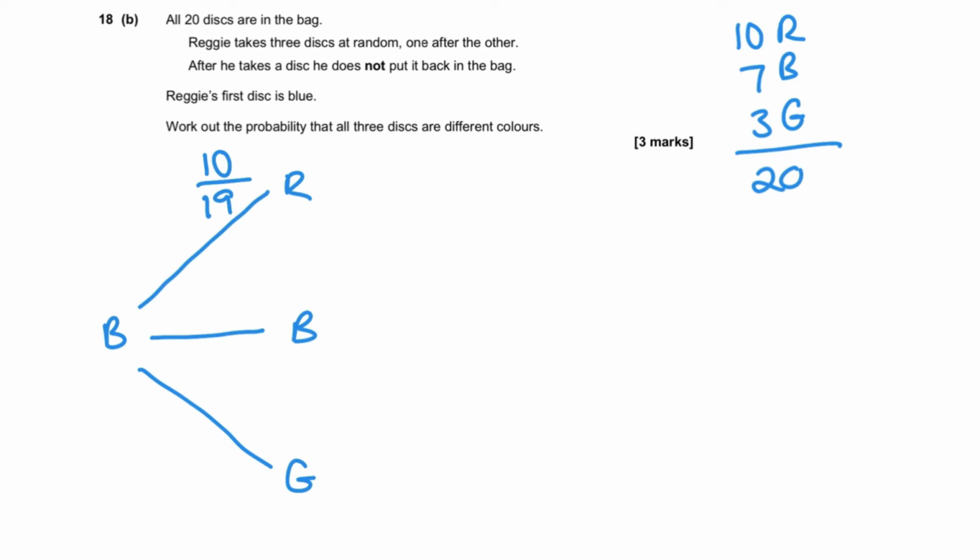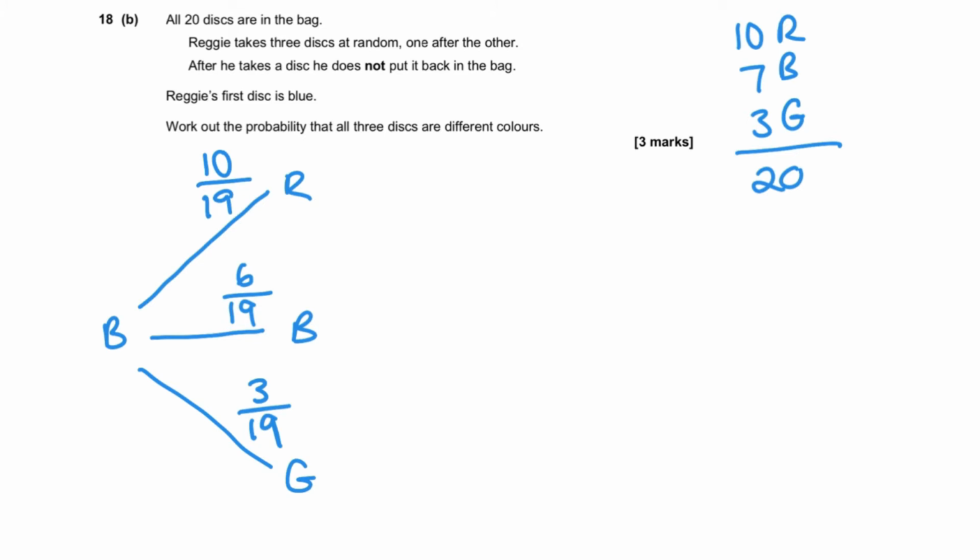The probability that the second disc is going to be blue is going to be 6 blue discs that are left in the bag out of the 19 discs that are left. The probability that the second one is going to be green is going to be 3, because we've still got 3 green discs in there out of the 19 that are left in the bag.